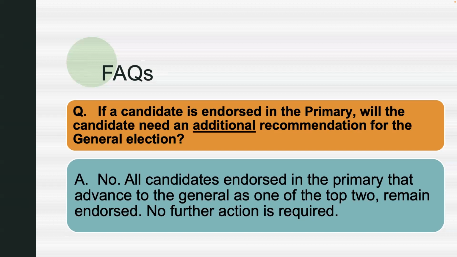So if the PAC endorses a particular candidate and that candidate advances, the CEC does not have to review them again and make recommendations again on that particular candidate for the general election. If they advance to the general, they're still endorsed by the Washington Farm Bureau.